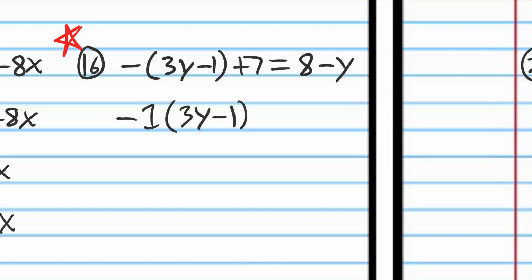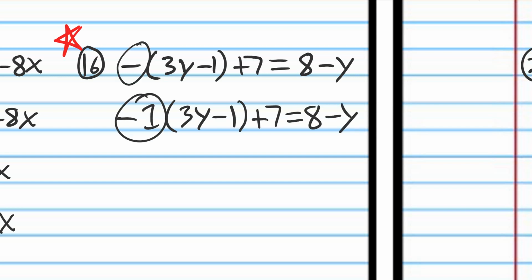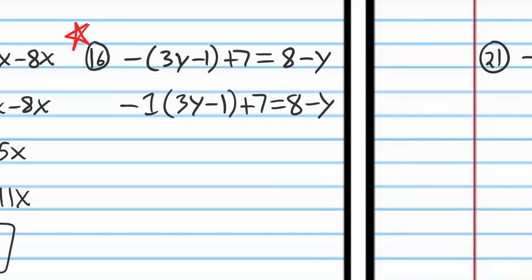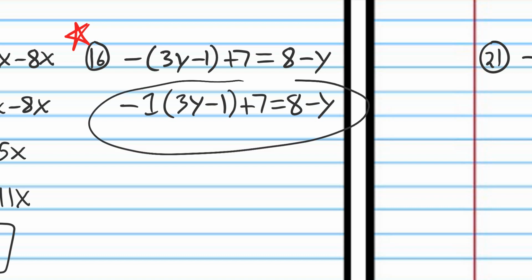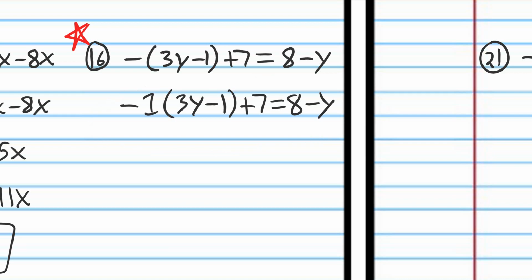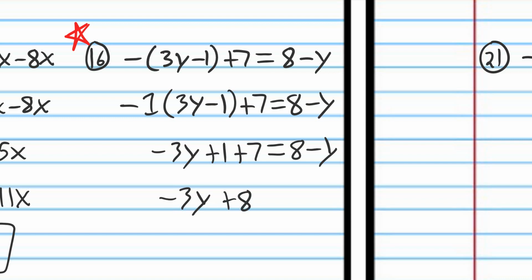So this is no different from the problems that we completed before, except the 1 is just not written there, because mathematicians get lazy, I guess, and they just don't want to waste the energy writing the 1 when they can just write the negative sign. So now it's just the same old problem. Negative 1 times 3y is negative 3y. Negative 1 times negative 1 is positive 1. Rewrite the 7. And simplify on the left side of the equation to get 8.